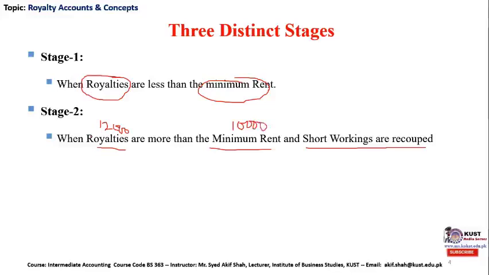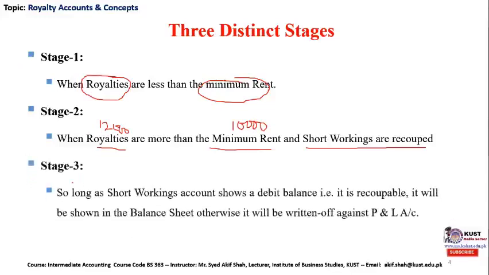So this is stage 2, and how to record the accounting entry for this stage will be discussed. And the third stage is, so long as the short working account shows a debit balance, it is recoverable, since this short working account for the lessee is a temporary asset or account receivable which could be recouped later on in the upcoming years by the lessee. So it shows a debit balance and it is recoupable.